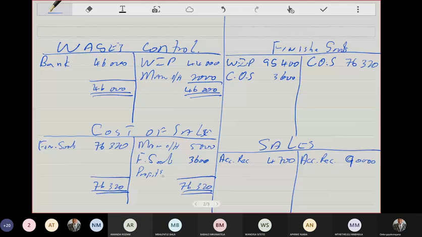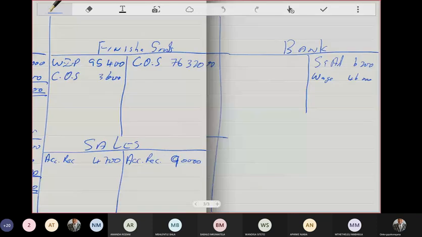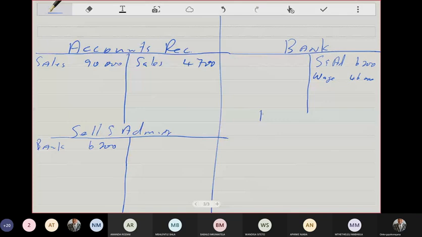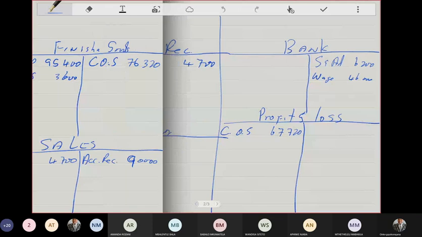Then the profit and loss, which is then the balance of 67,720. So we balance this account to that profit and loss account. And remember, the profit and loss account represents in some kind the income statement. Cost of sales 67,720. So that's what we'll do on that account, and we're done with that.